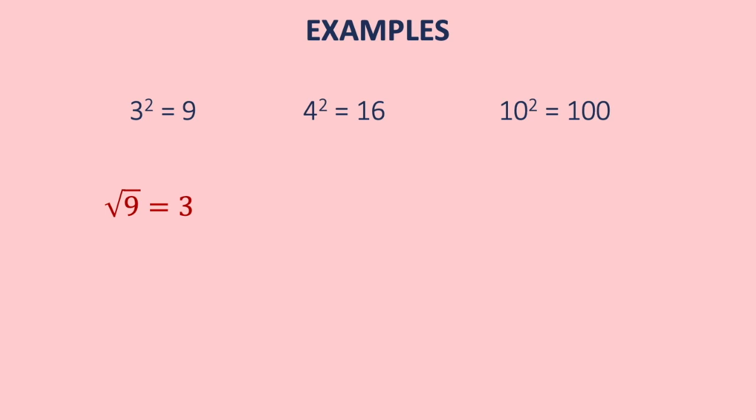So 4 squared equals 16, which means that the square root of 16 is equal to 4, and 10 squared equals 100, which means that the square root of 100 is equal to 10.